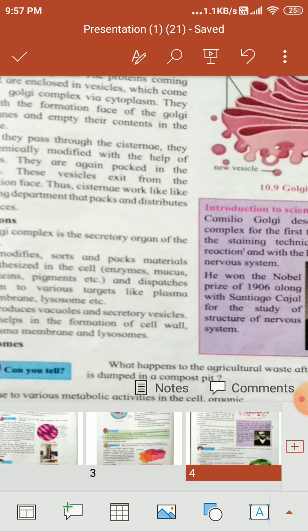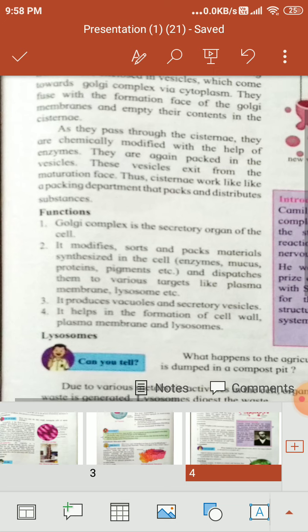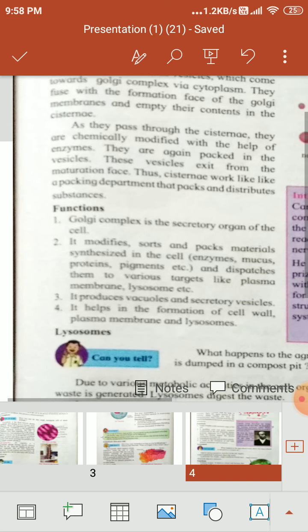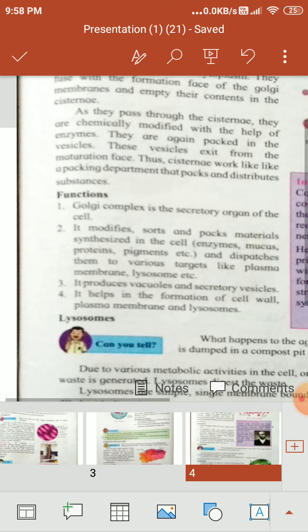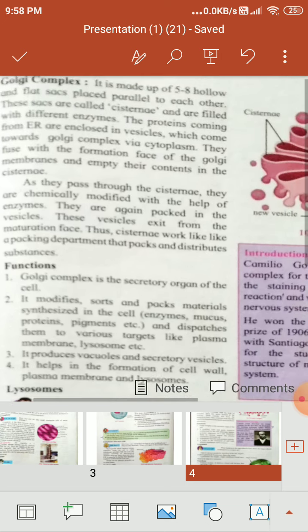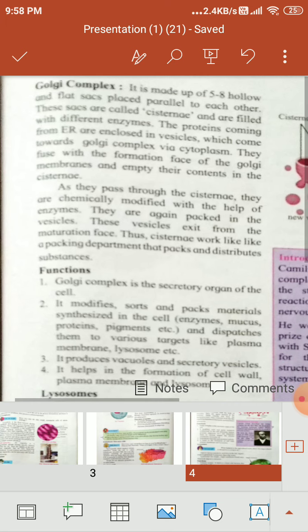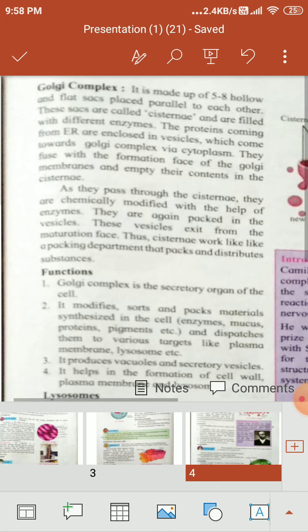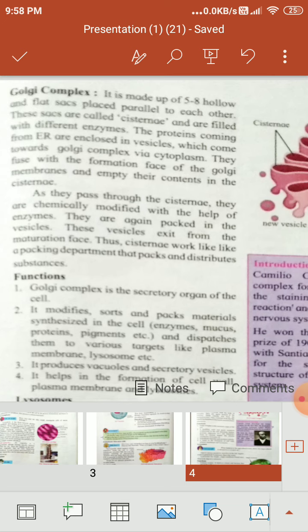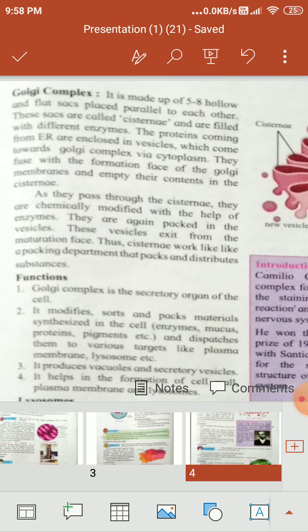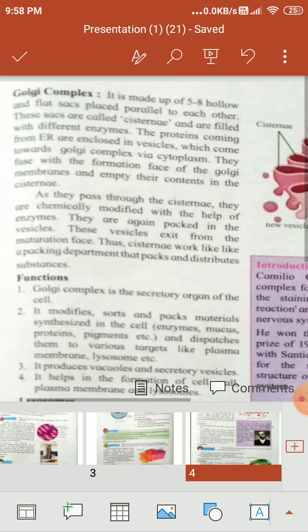The proteins coming from the endoplasmic reticulum are enclosed in vesicles which come towards the Golgi complex via the cytoplasm. They fuse with the formation face of the Golgi membrane and empty their content in the cisternae. As they pass through the cisternae, they are chemically modified with the help of enzymes. They are again packed in vesicles. These vesicles exit from the maturation phase, and the cisternae work like a packing department that packs and distributes substances.